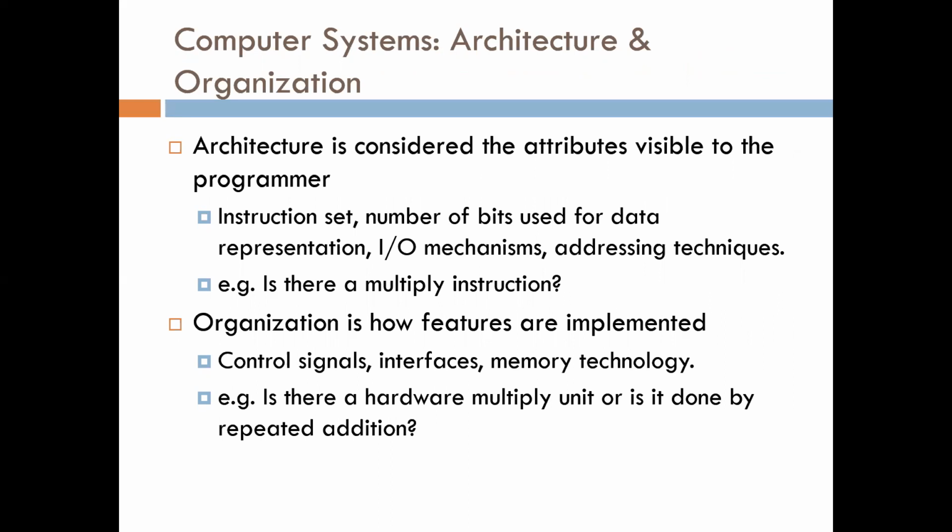Once we know that we can integrate with a processor, we need to understand how it works in terms of its architecture. Now, the architecture itself is pervasive in terms of the family of processors. So if you have a newer device as opposed to an older device, they may share similar architecture, which is unlike the organization, which focuses on how these features are implemented. So there may be differences in the way in which the hardware components are structured, the control signals, the interfaces, and the memory technology.